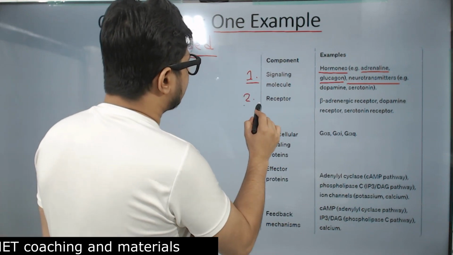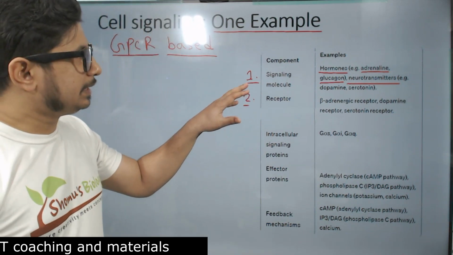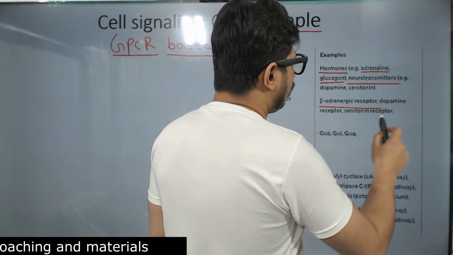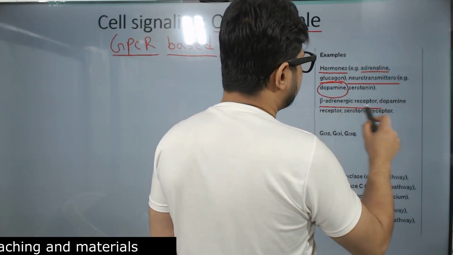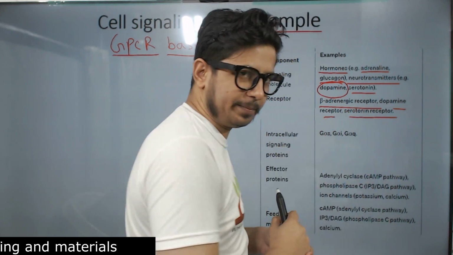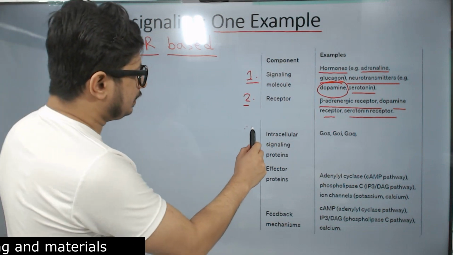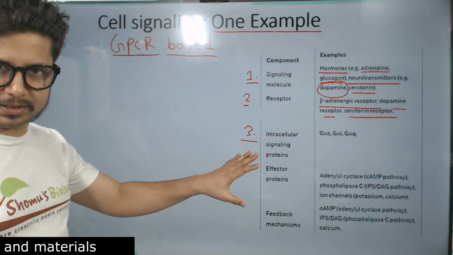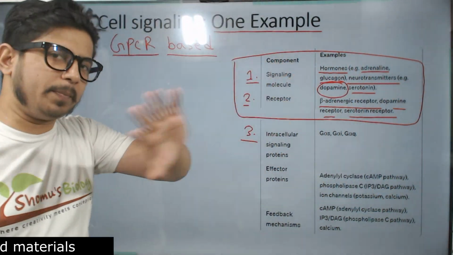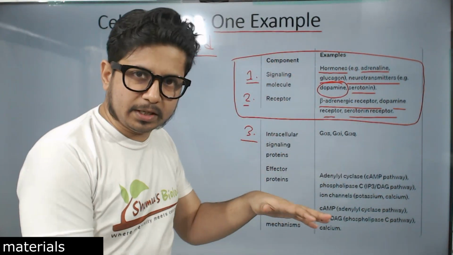The second thing is the receptor. What kind of receptor? It utilizes beta adrenergic receptor, or if the signaling molecule is dopamine, then dopamine receptor. If the signaling molecule is serotonin, then serotonin receptor. Third one, intracellular signaling proteins. So after the signaling molecule binds to the receptor, the extracellular part is done. What about the intracellular part?